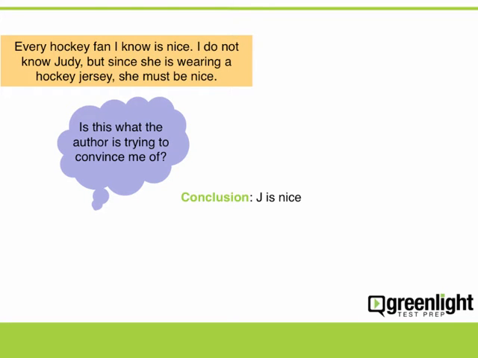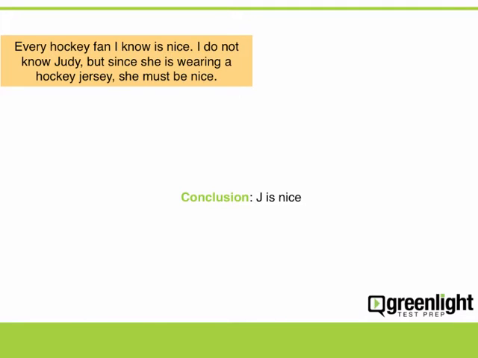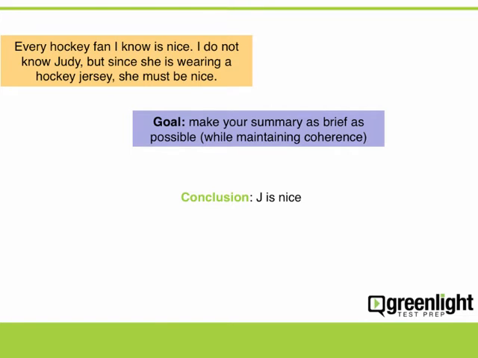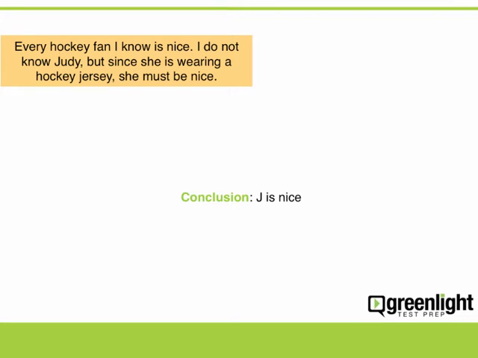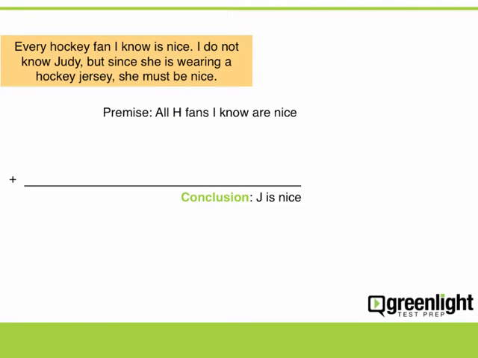Throughout this lesson, your summaries will often be different from mine, and that's totally okay. The goal, however, is to use as few words as possible to summarize the argument. All that matters is that you can understand your summaries later on. Okay, now that we've identified the conclusion, what evidence does the author use to support that conclusion? These are the premises. One premise can be found here. Every hockey fan I know is nice. We might summarize this premise as follows.